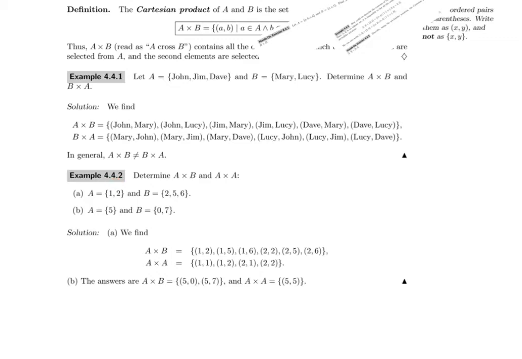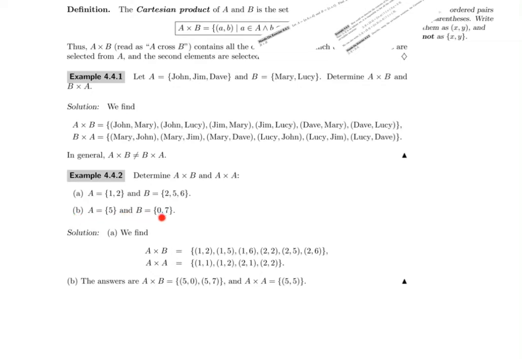Consider one more example. Let's figure out A cross B and A cross A. If A is the set {1, 2} and B is the set {2, 5, 6}. So take a moment to look at the ordered pairs. Notice the systematic way in which they were written so that all the possibilities would be accounted for. For A cross A, notice we're taking one element from A and another element from A, and we're doing that in all possible ways until we've exhausted all the possibilities.